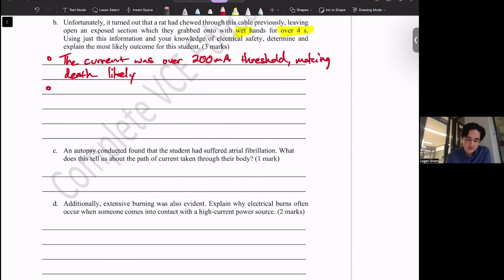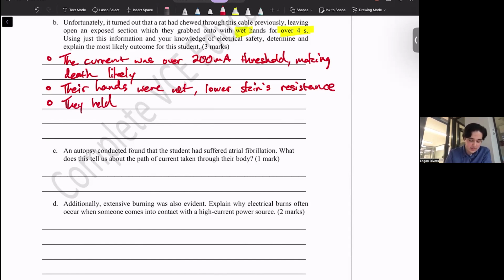What else there? So we have wet hands on there. So their hands were wet. So that would lower your skin's resistance. What else? They held it for more than 4 seconds. Making death even more likely.